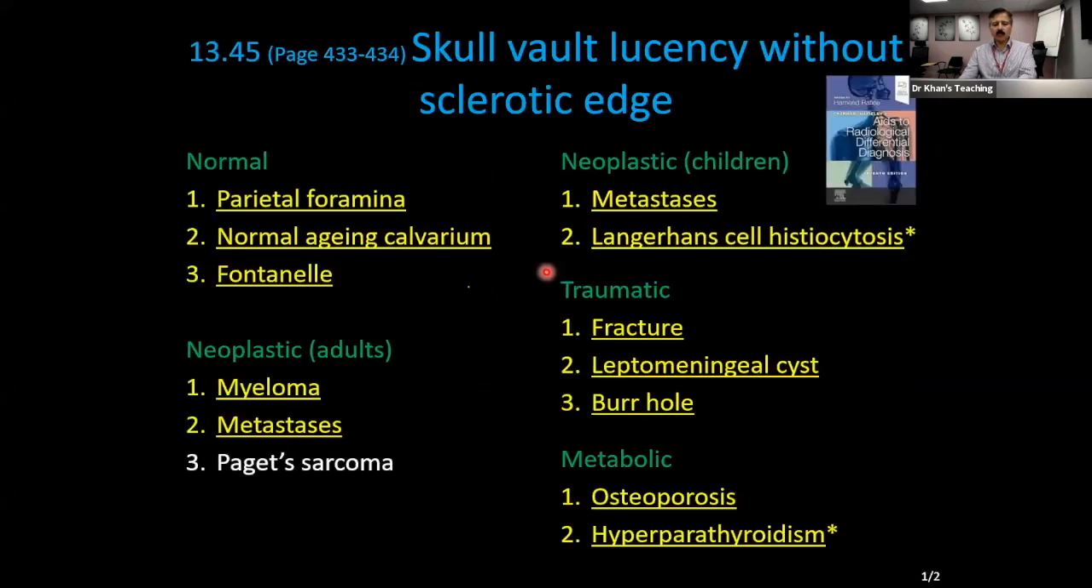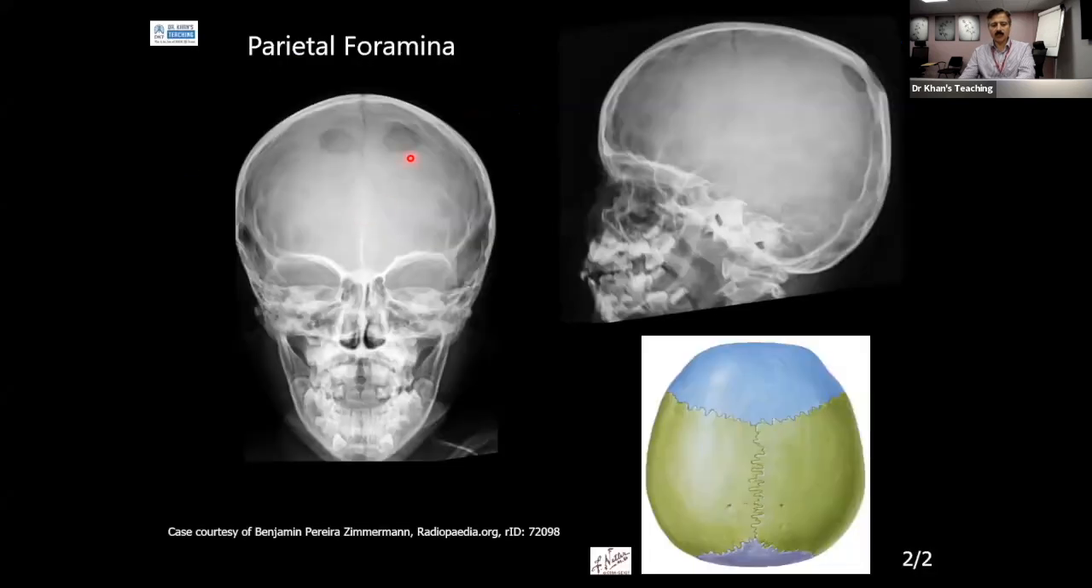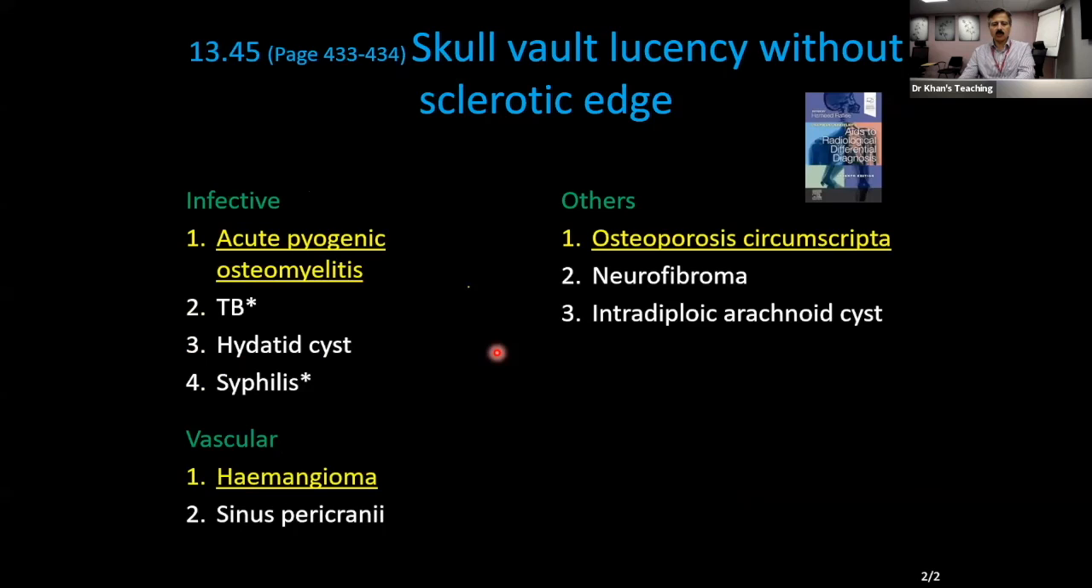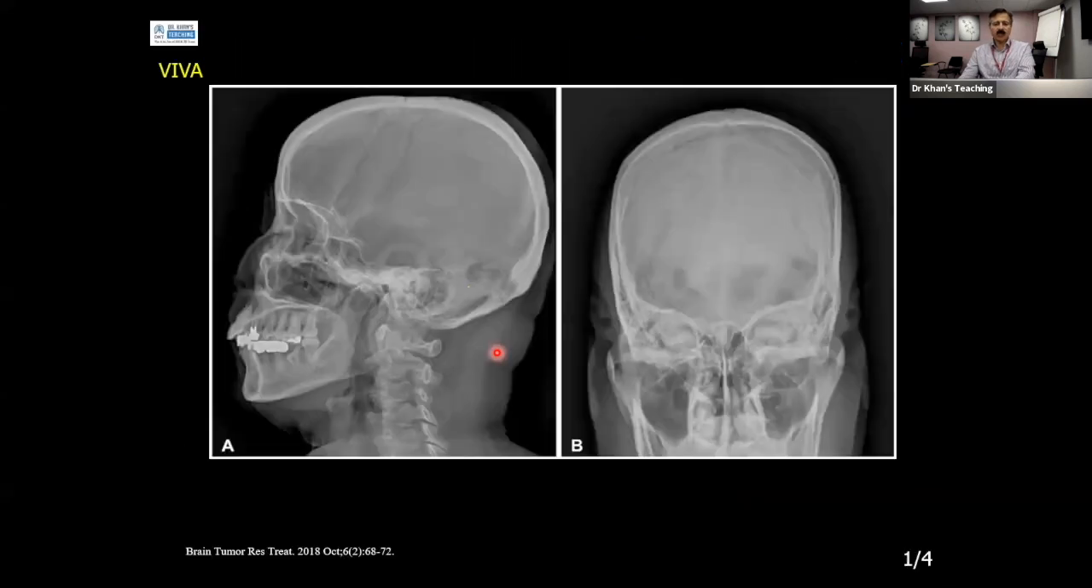And in your book, in Chapman, there are two differential diagnoses. In skull vault lucency without sclerotic edge, this is one. And second will be skull vault lucency with sclerotic edge. And the differential diagnosis is different. And you see here, normal parietal foramen is there. If you look carefully, look at the margin, and there is no sclerosis. So this is from Chapman. So I just wanted to introduce to you this aspect for your 2B exam.